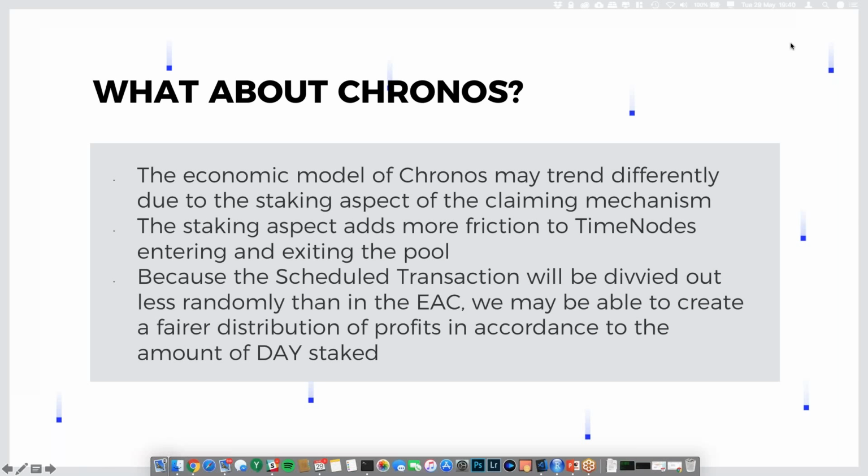And just in case anybody doesn't know, we're considering some kind of proof of stake system where time nodes would stake the DAY token and be either assigned or randomly selected to execute transactions in proportion to how much DAY they've staked. And then we have a slashing mechanism to ensure that these transactions get executed.